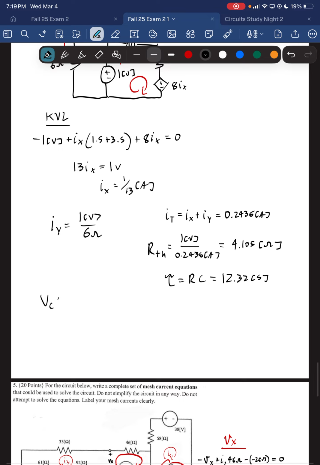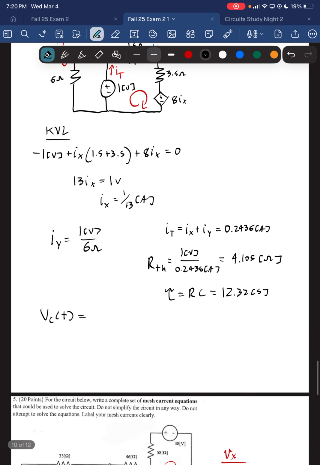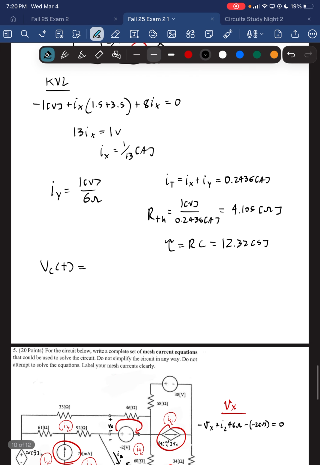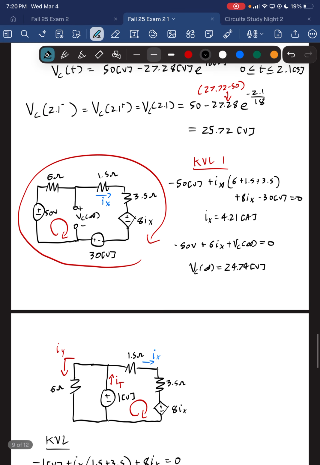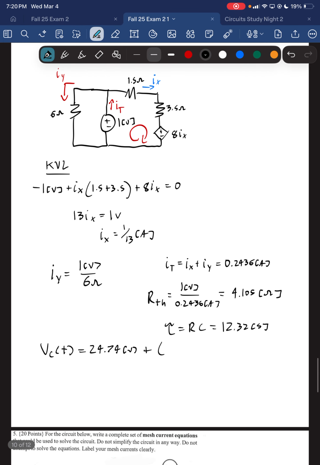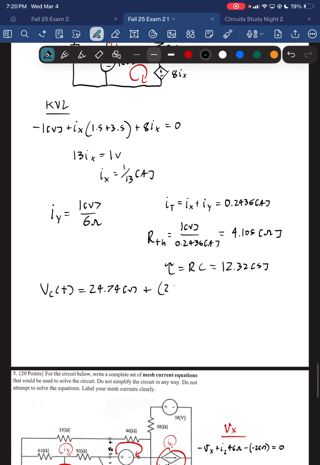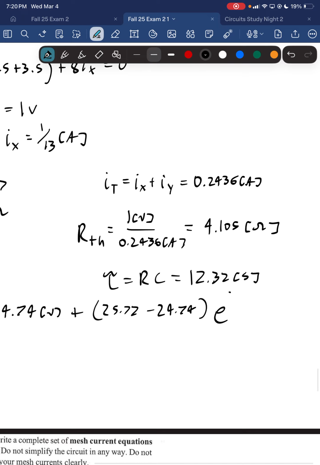And so now we just need to write our second equation for the voltage across the capacitor after 2.1 seconds. So we're going to take our new VC infinity, 24.74 volts, plus our voltage at 2.1 seconds, which we found to be 25.72 volts, minus our new VC infinity, 24.74, times e to the negative t minus 2.1 seconds over our time constant, 12.32.